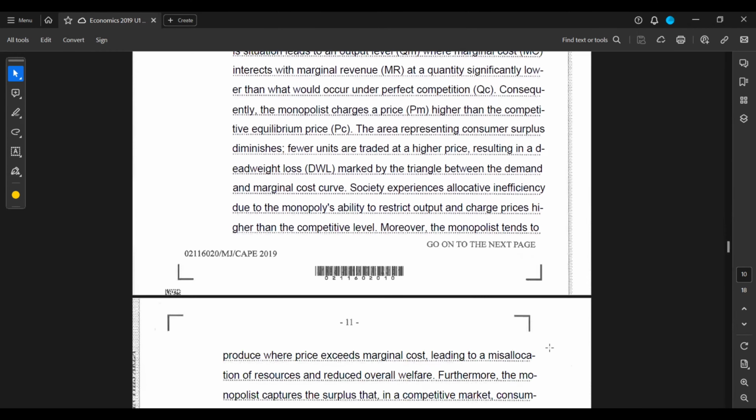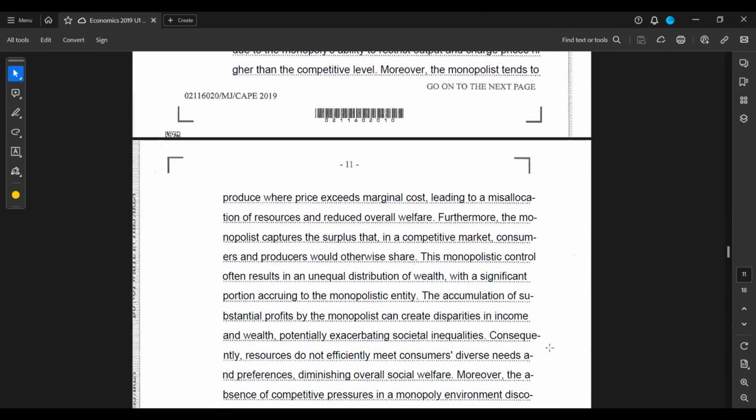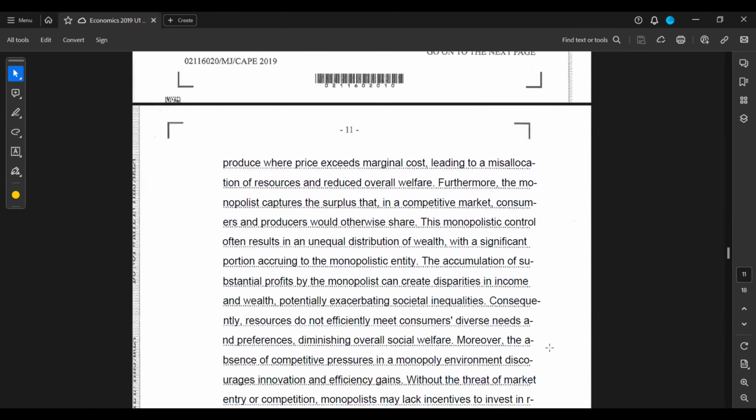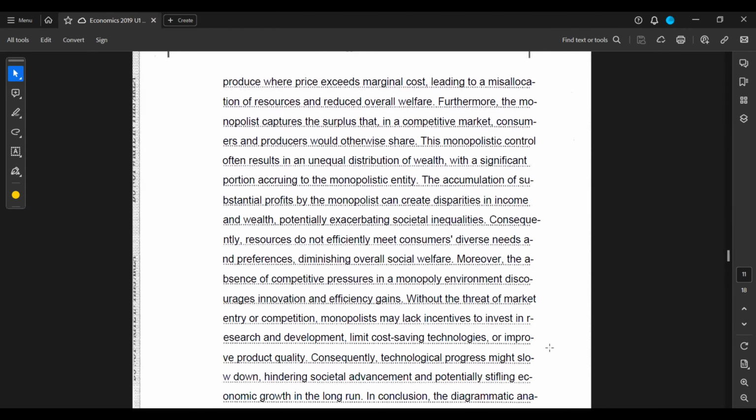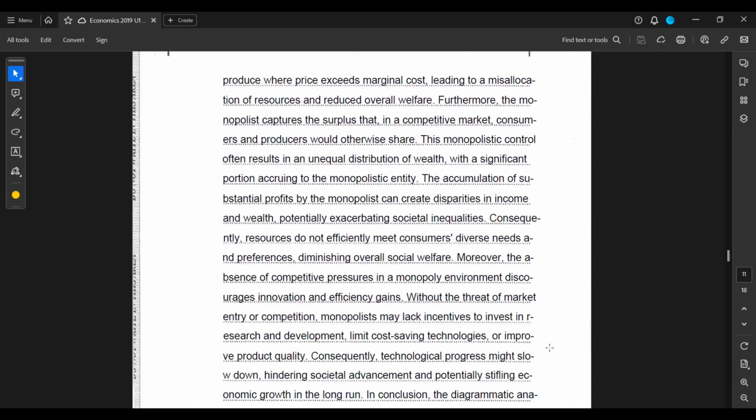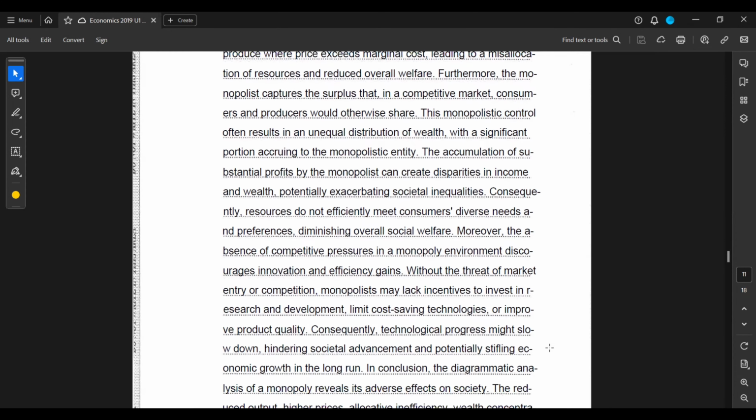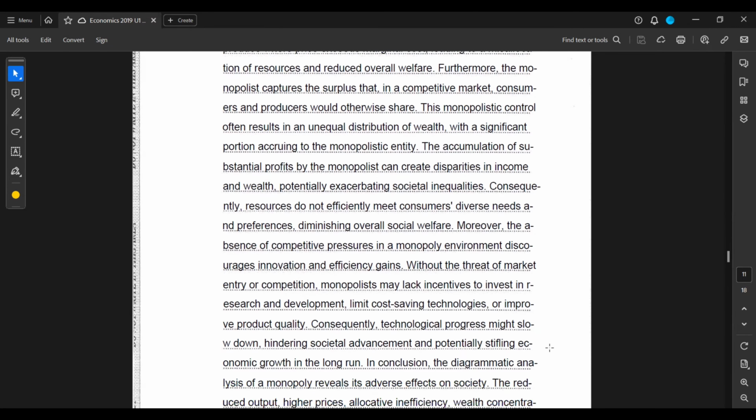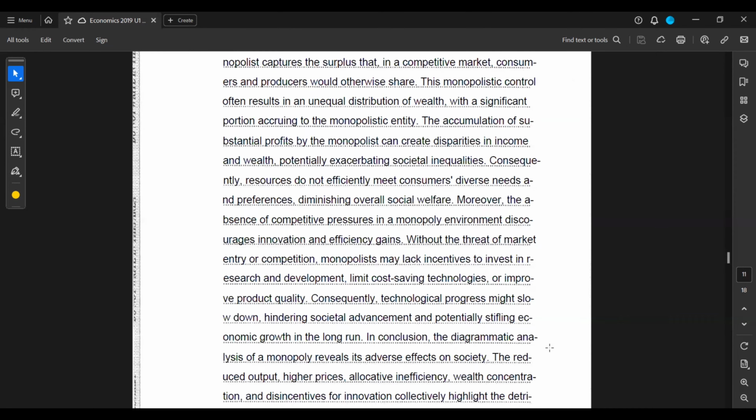Moreover, the monopolist tends to produce where price exceeds marginal cost, leading to a misallocation of resources and reduced overall welfare. Furthermore, the monopolist captures the surplus that, in a competitive market, consumers and producers would otherwise share. The monopolist's control often results in an unequal distribution of wealth, with a significant portion accruing to the monopolistic entity.